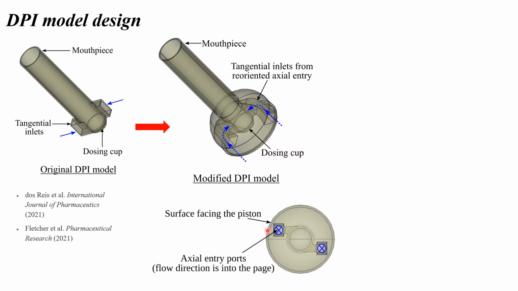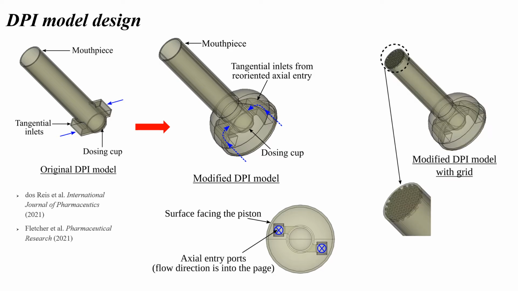This is the surface of the model that faces the piston, where the flow enters through those ports, which are essentially at the entrance of this turning channel. We also studied this modified model with a grid, where we had a grid with square holes placed at the mouthpiece exit.